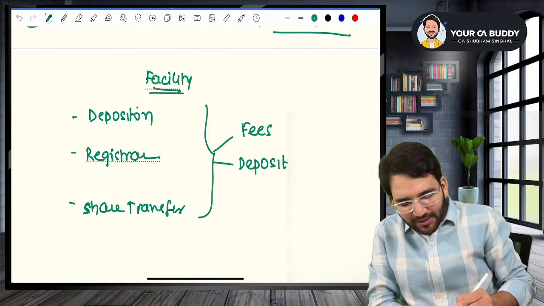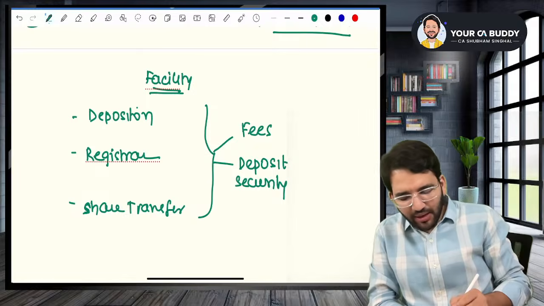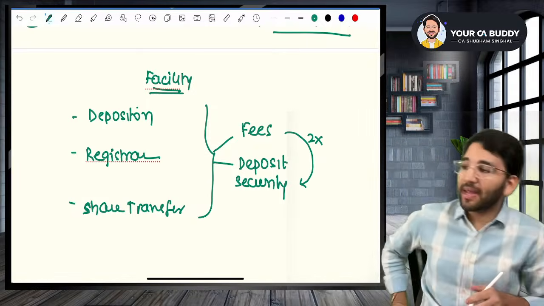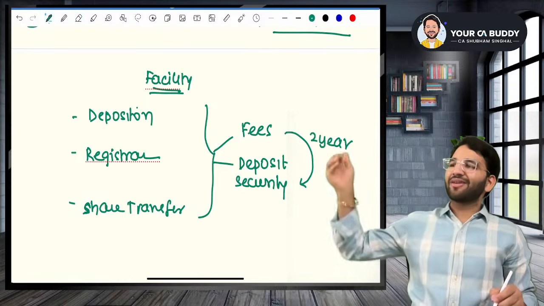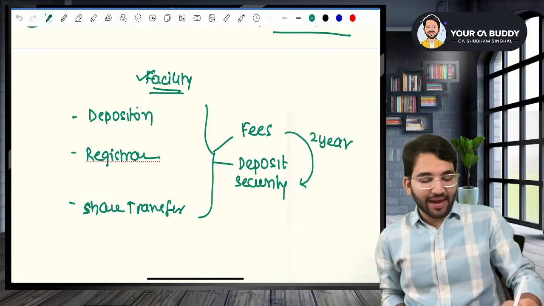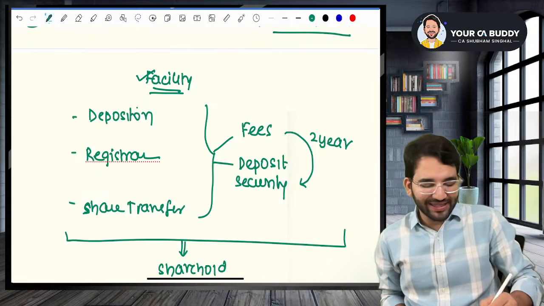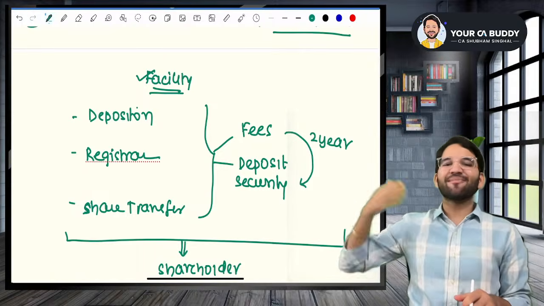Can anyone tell me, sir, how much security deposit has to be given? Whatever fees you are paying, 2 years fees will have to be given as a security deposit. And sir, you will have to give this facility, and then you will have to inform every shareholder that, guys, we have given you a facility, and if you want, you can go to these people and get your shares dematerialized.